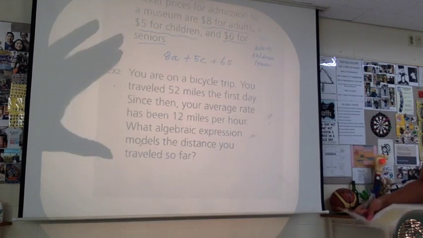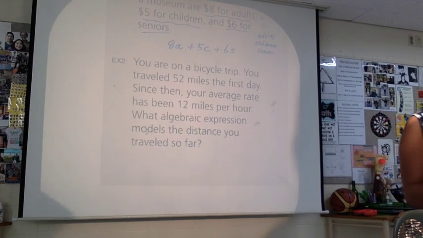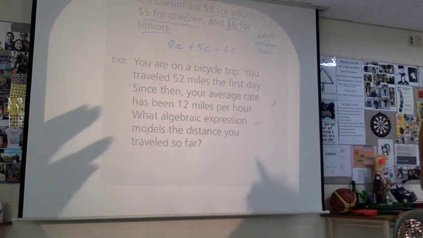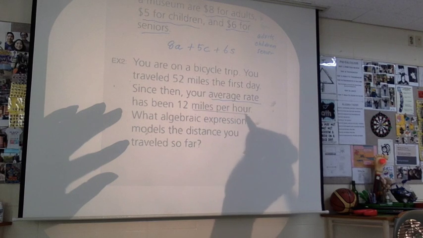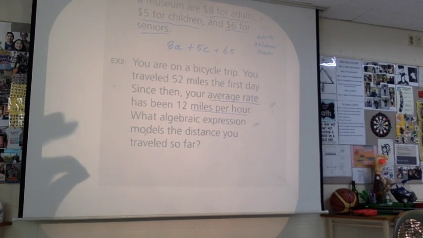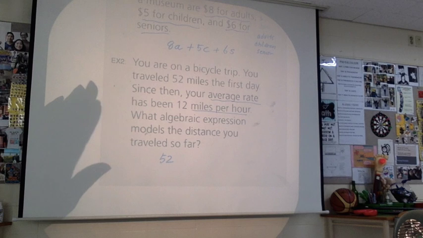Now, this is a long one and the last one. You're on a bicycle trip. You traveled 52 miles the first day. Since then, your average rate has been 12 miles per hour. That's a rate, right? What algebraic expression models the distance you have traveled so far? So, how many miles have you traveled so far? Right now, you've traveled 52 miles already.